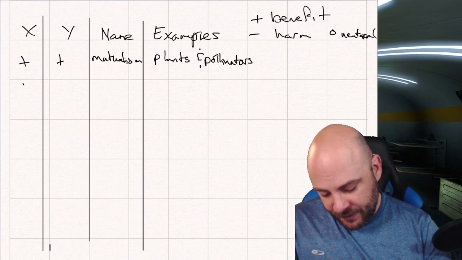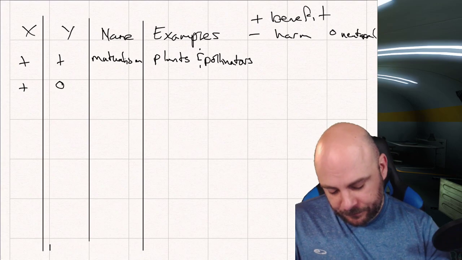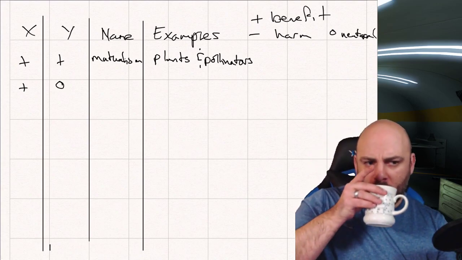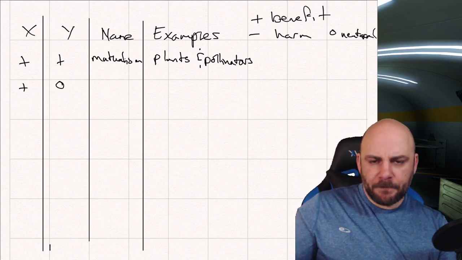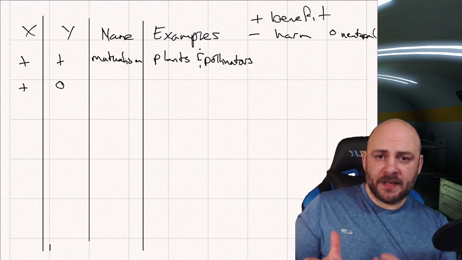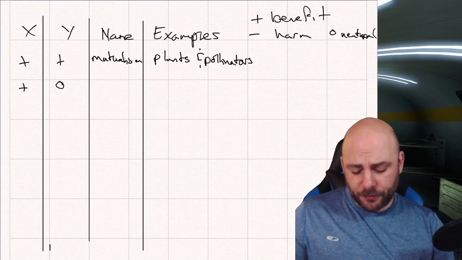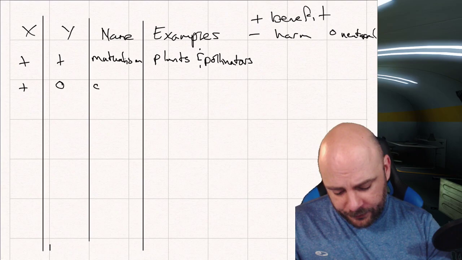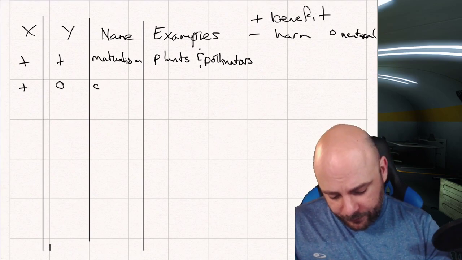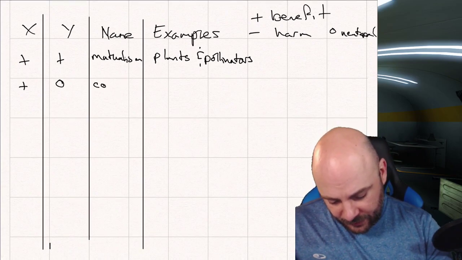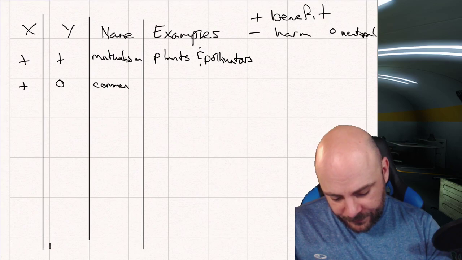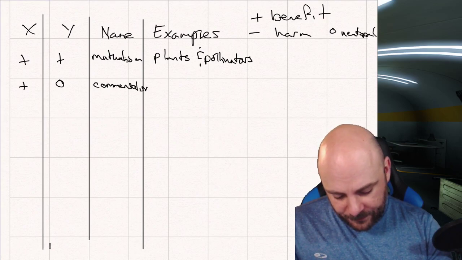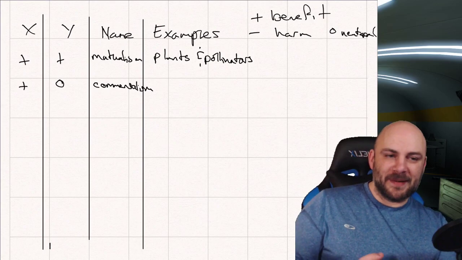Okay. Now, the next one where one benefits and one is completely neutral. Okay, this is called, see if you know the word before I say it. There's usually like one person in class who knows it. Commensalism. I ran out of room. Did not leave myself enough space.